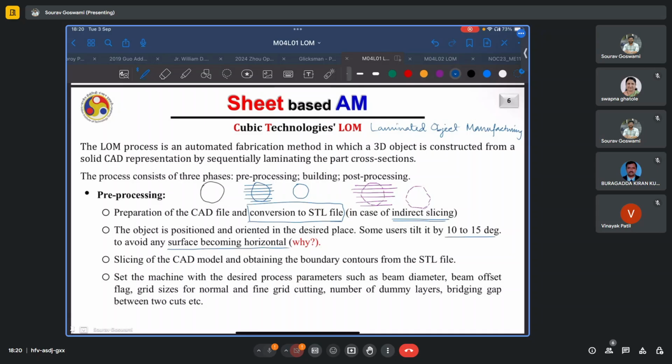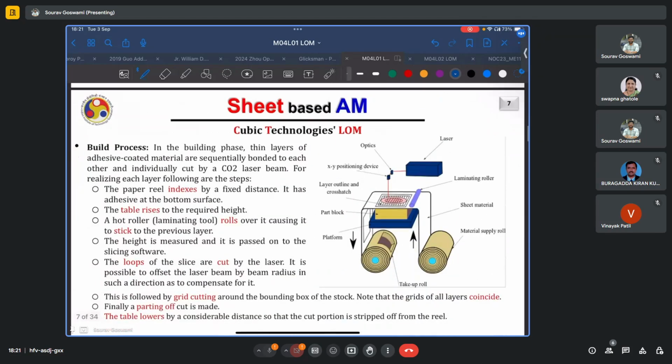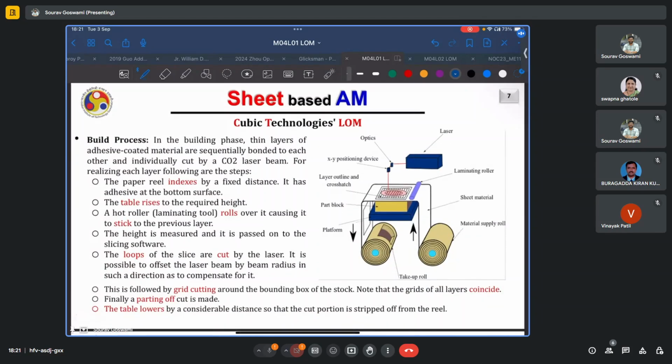Next comes the slicing of the CAD model, and you set the machine with desired process parameters such as beam dia, beam offset, grid sizes for normal and fine grid cutting, number of dummy layers. So these are the layers that you start with. You paste a few number of layers of sheet onto the build plate before you start your actual building process, and so on. So your typical generic AM steps.